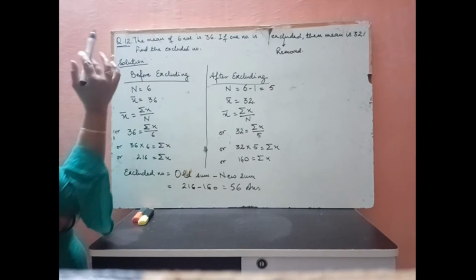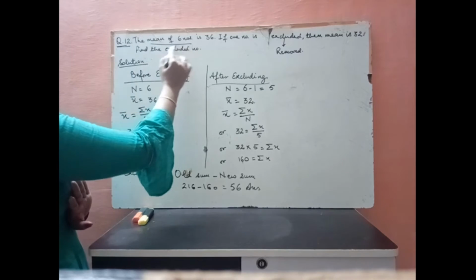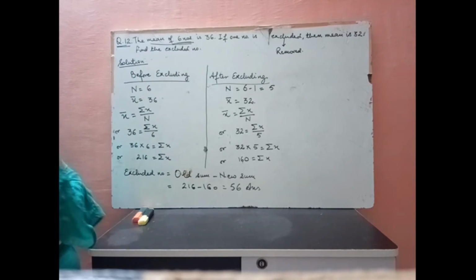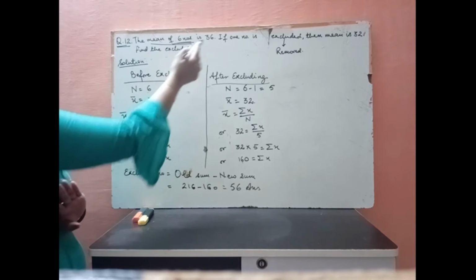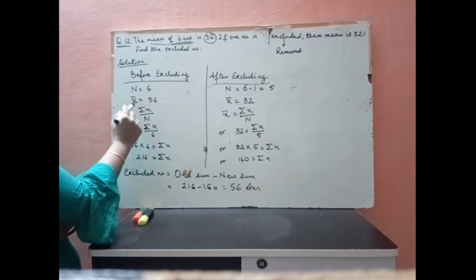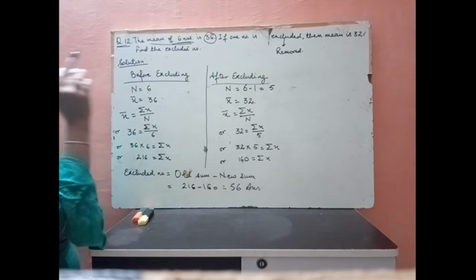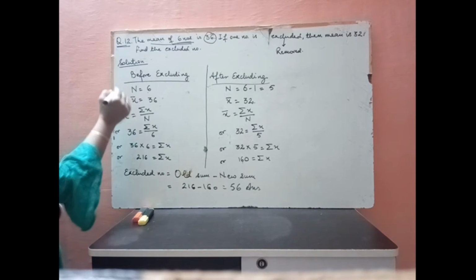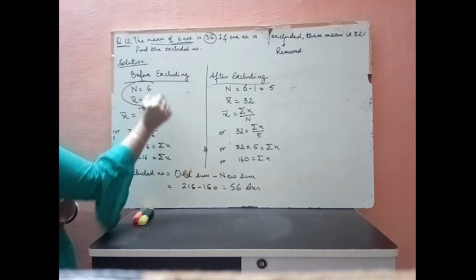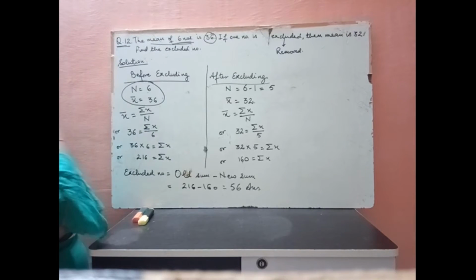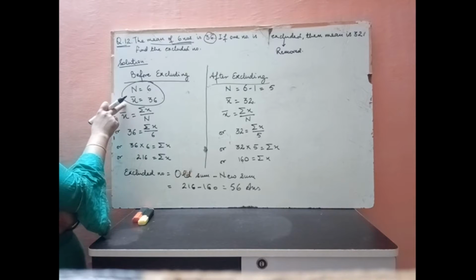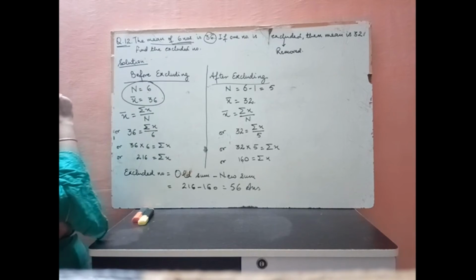In the starting, 6 numbers are there, so the number of observations is 6. Capital N is equal to 6 and the mean is 36. So we have 2 values from here: the number of observations is equal to 6 and the mean of observations x bar is equal to 36.